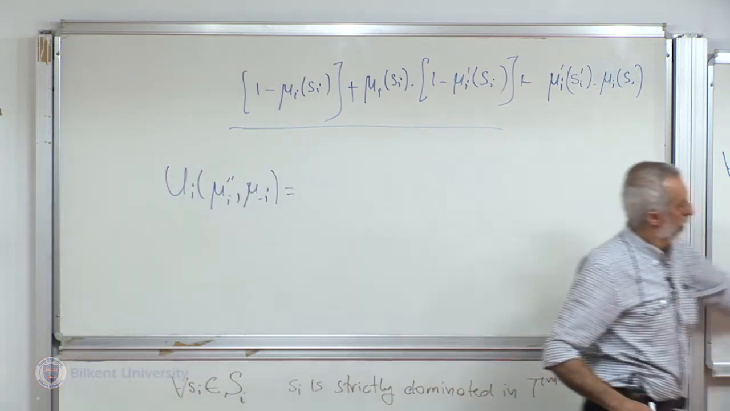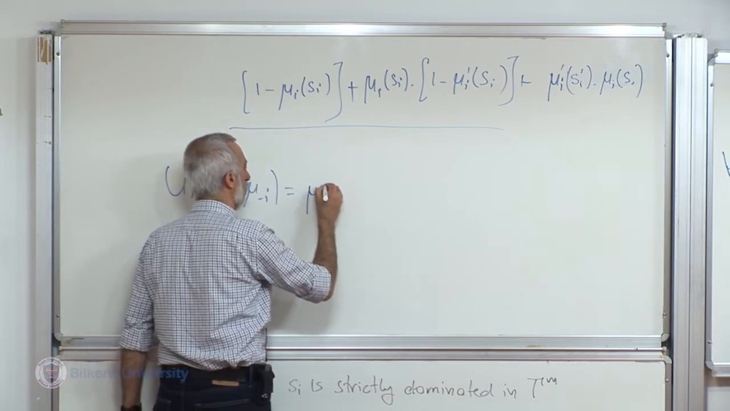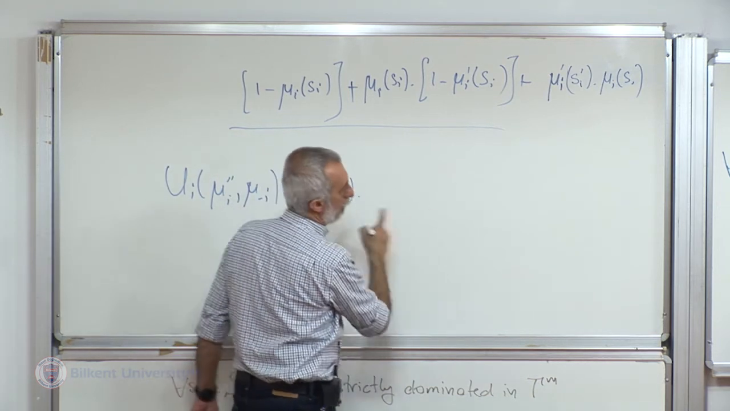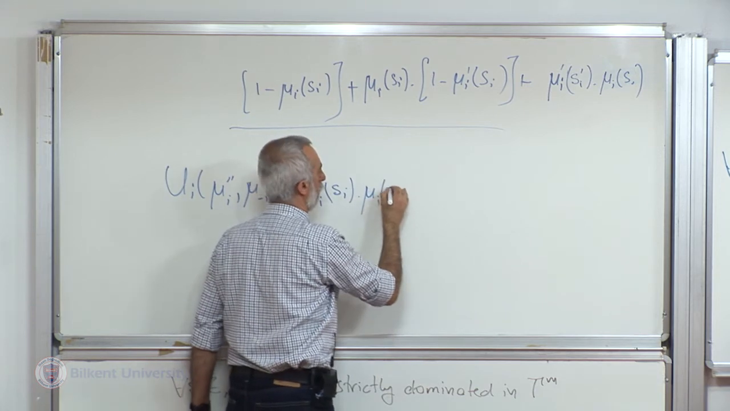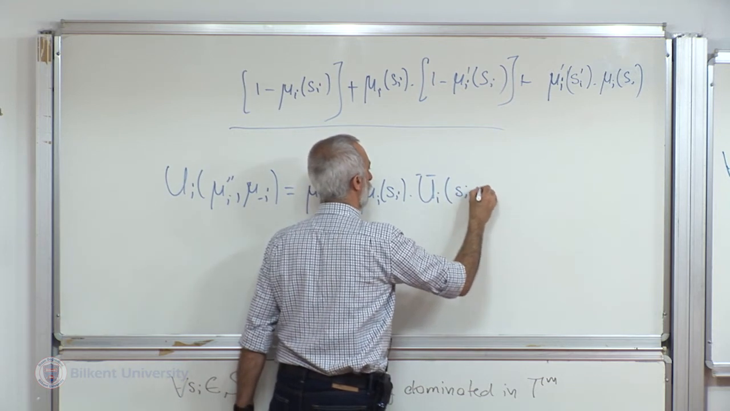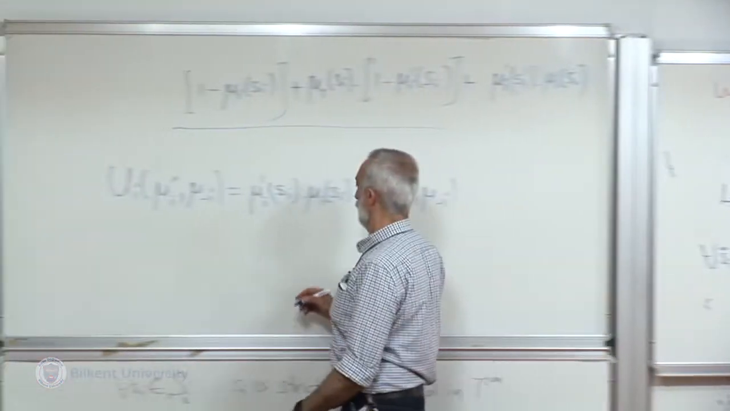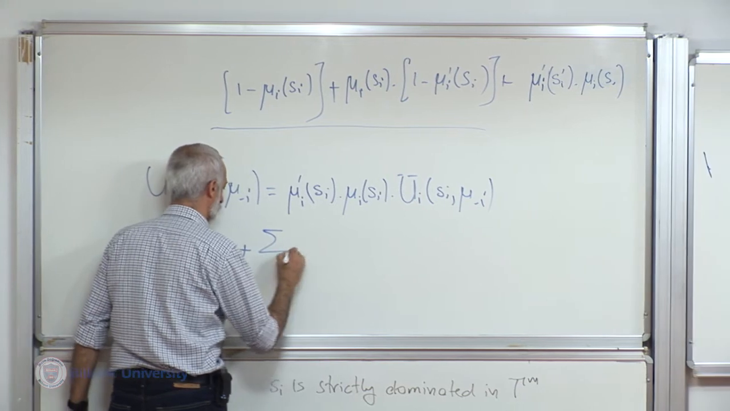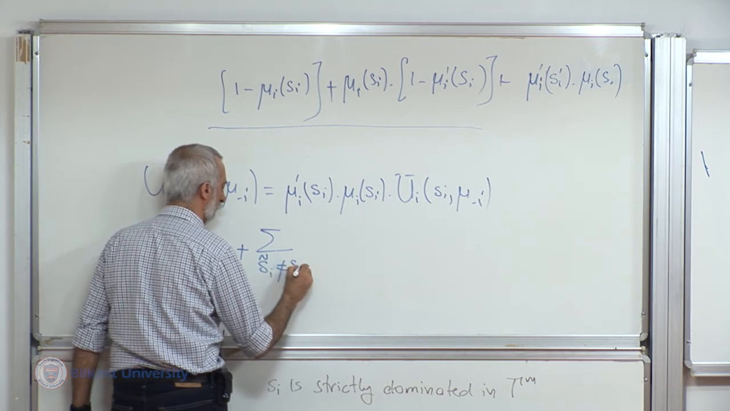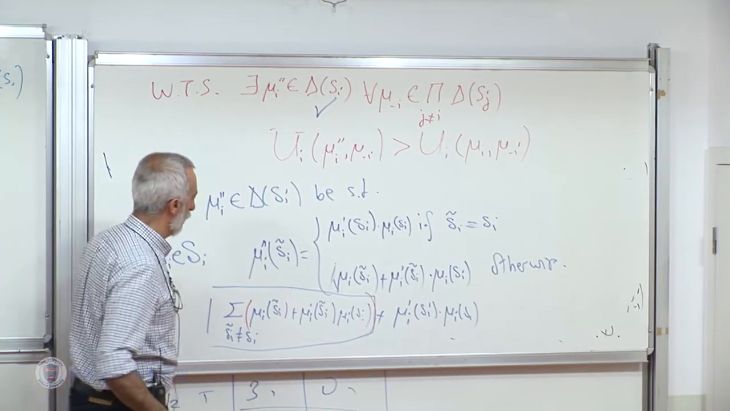Well, we just add those up. So it's going to be mu i prime si times mu i si times u i si mu minus i. That's the part that comes from here. Plus the summation over si tilde, I'll just write it shorthand, different than si, of all that.